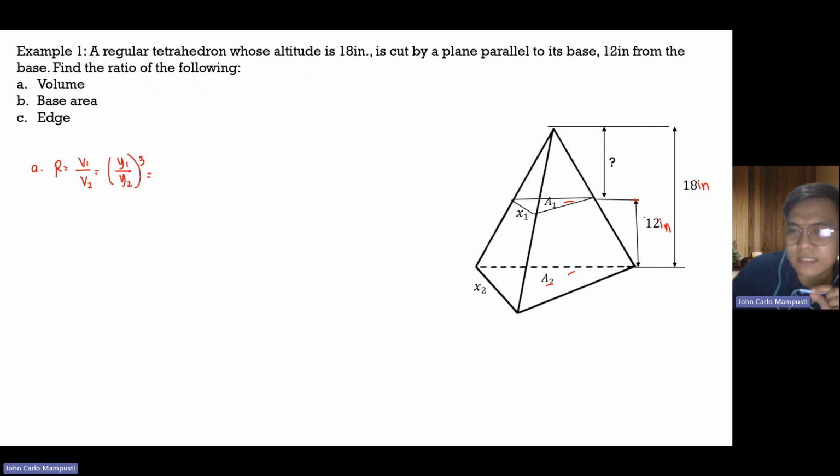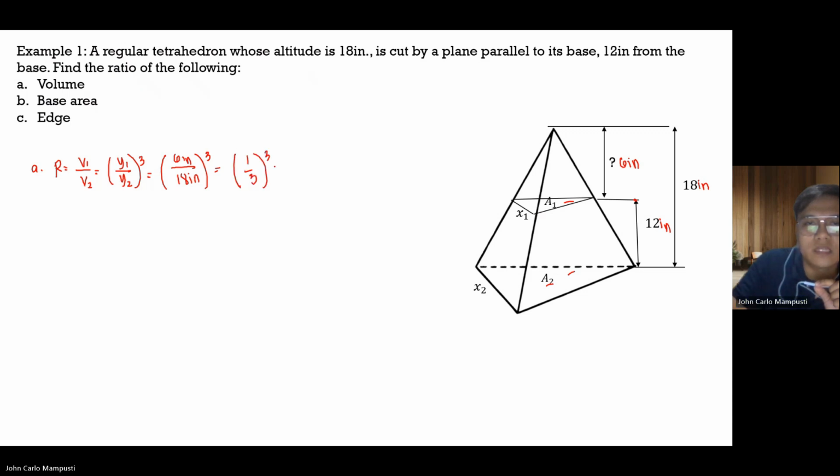Ano tong 12 inches? Gagamitin natin to find y sub 1 or yung height ng smaller tetrahedron natin. As you can see, this is 18, this is 12, so therefore, this is equal to 6 inches. So meron na tayong y sub 1. This is 6 inches over 18 inches raised to 3. So this is 6 over 18, this is 1/3 raised to 3. So therefore, this is 1 over 27. That's the ratio ng volume natin.